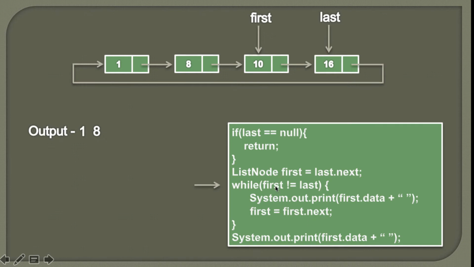Now again, first is not equal to last. Therefore the condition in while loop comes out to be true. So in first step, we'll simply print the data associated with this third node. And in the second step, we'll simply traverse first to its next by assigning first.next value to first. So it would look something like this.